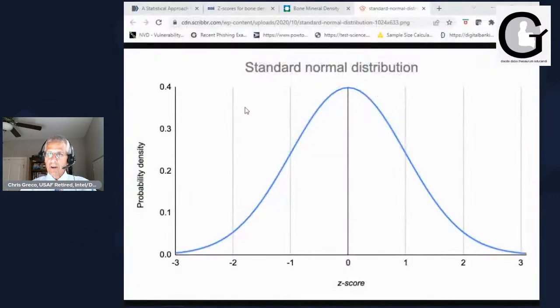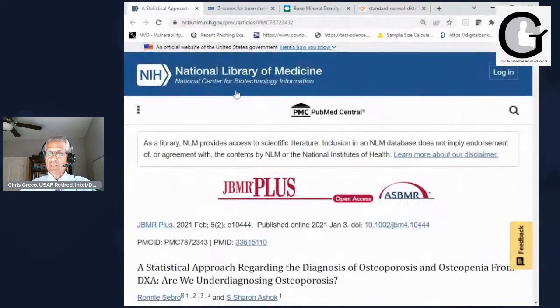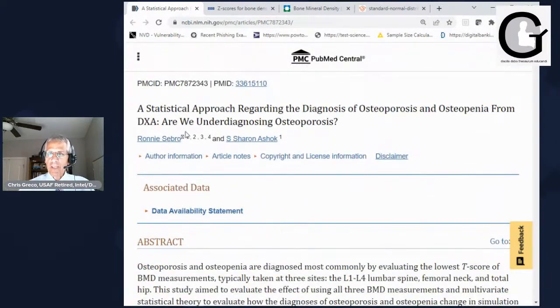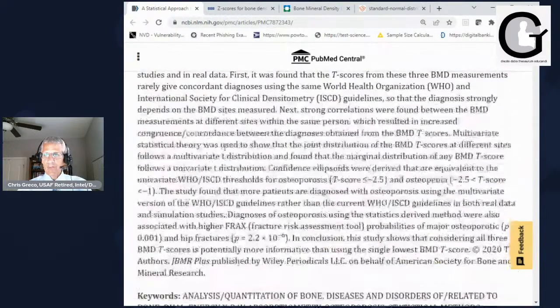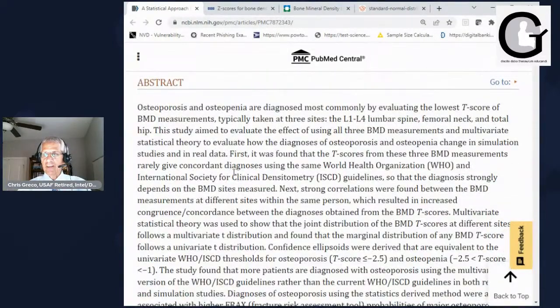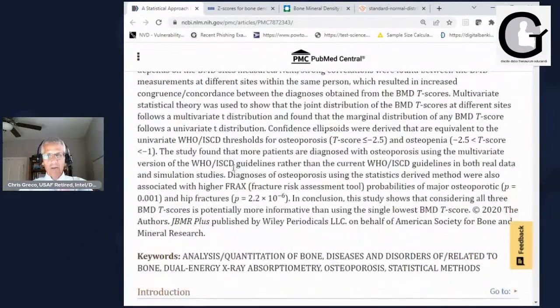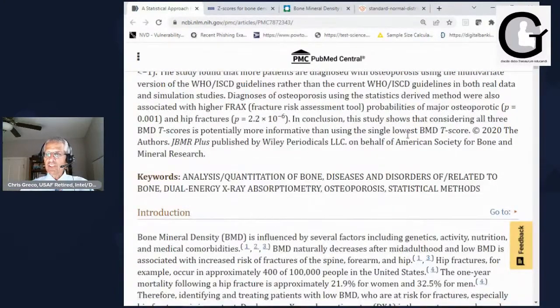Well, how good is this? I went to the National Institutes of Health and National Center for Biotechnology Information, and they had a study: are we underdiagnosing osteoporosis with the DEXA scan? They did an entire analysis having to do with this DEXA scan and the T-scores and the Z-scores and what exactly that means. Basically, in conclusion, the study shows that considering all three BMD T-scores is potentially more informative than using the single lowest BMD T-score.